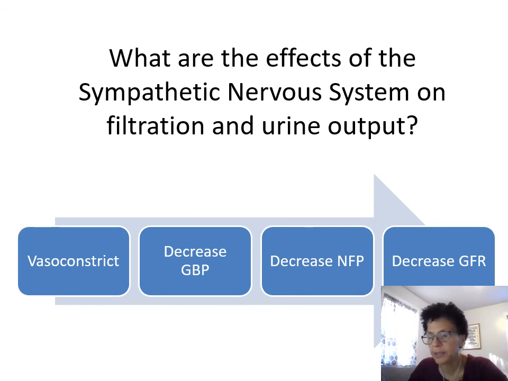So you want to be able to explain, okay, here's how we control filtration, right? We control it by way of the afferent arteriole. Sometimes it can do it itself, that's autoregulation. Sometimes we can override with the sympathetic nervous system.